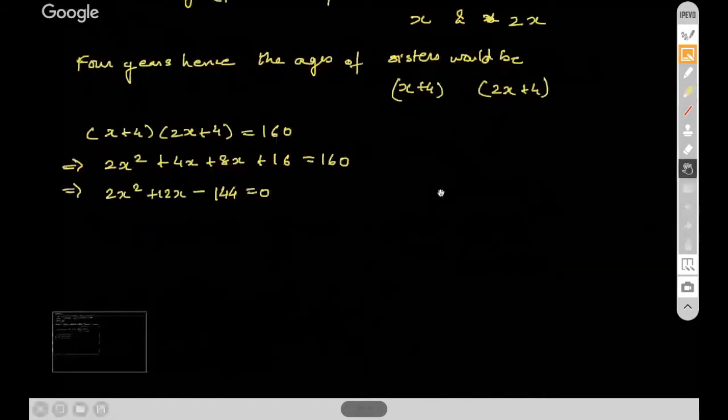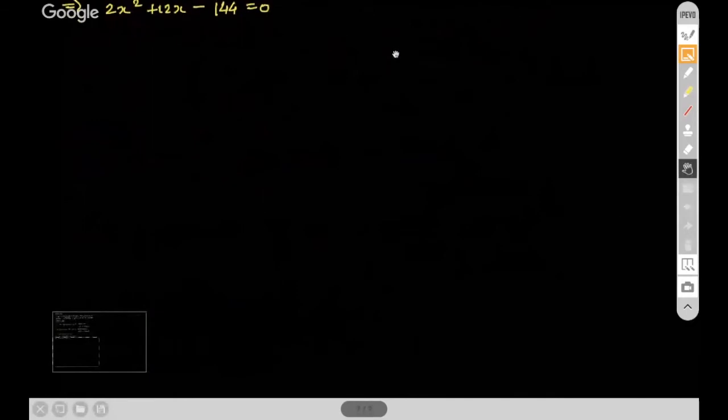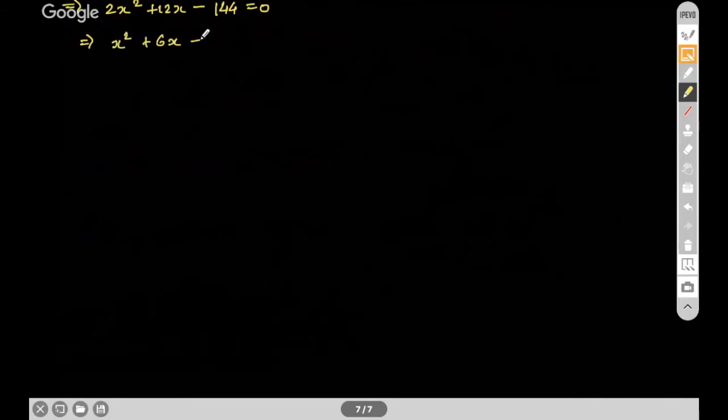You can eliminate 2 from here. This is the question. This is the quadratic equation. So half the marks will be given here itself if you have done it correctly. So hence, eliminating 2, you will write x square plus 6x minus 72 equals 0. Now you can write, dividing the equation by 2.